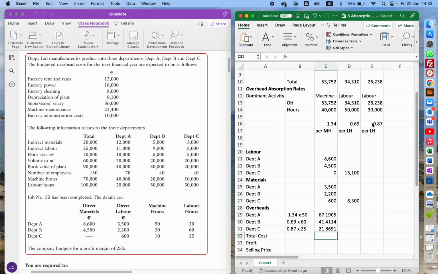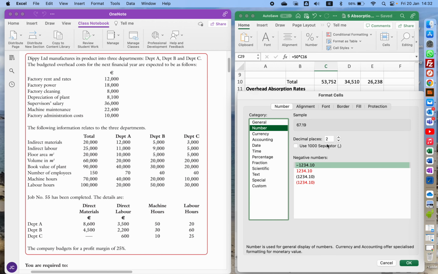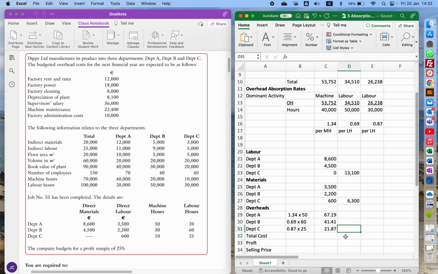Is that okay? Now, to make it easier, I'm going to round it off to the nearest 2 decimal points. Actually, I'll make it 2, yeah. So now to get my total cost, I'm going to add up all my overheads. And so now I'm going to add my materials, plus I'm going to add my labour, and then my share of the overheads. That should, no, I'm missing a number.